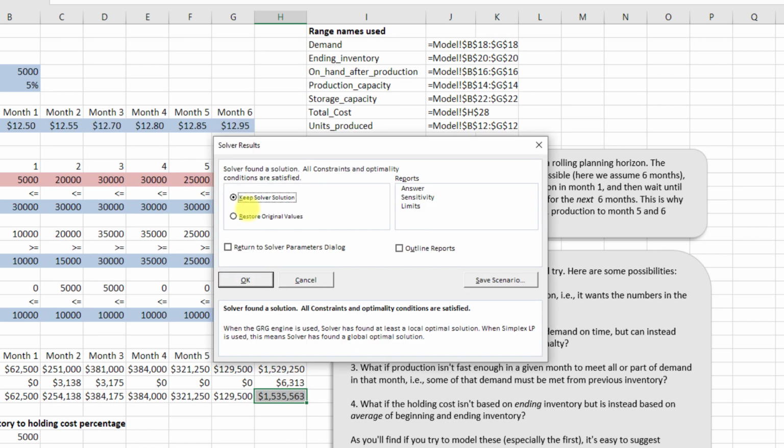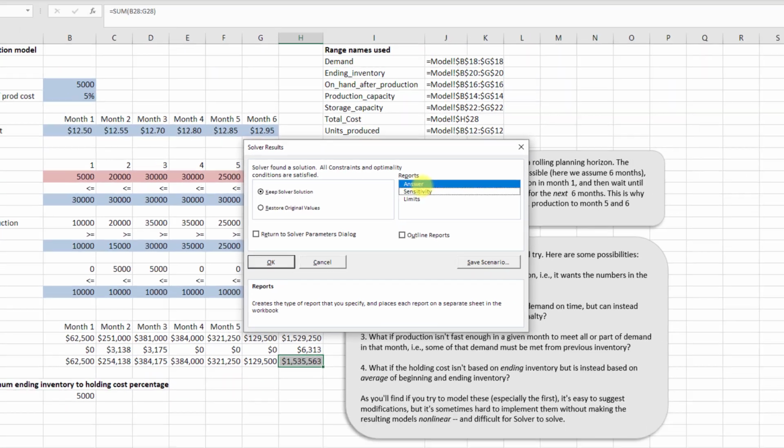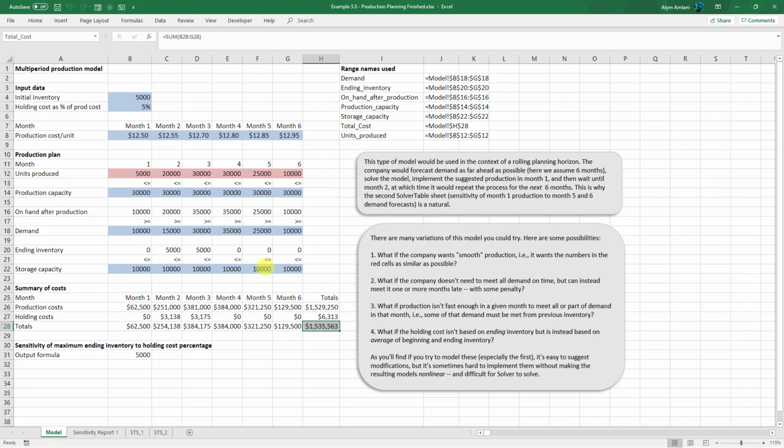When you choose Solve, you get a window that says Keep the Solver solution. Look for this message down here, Solver found a solution. All constraints and optimality conditions are satisfied. The reports area over here doesn't look like you can do much with it, but this is where you would choose the reports that you want to generate. And finally, you'll say OK. The sensitivity report would show up on the next tab.